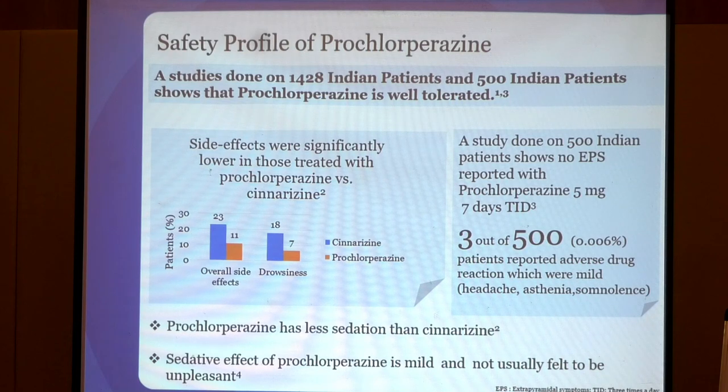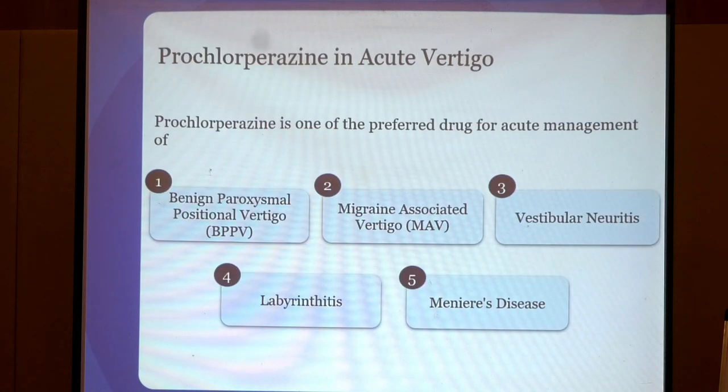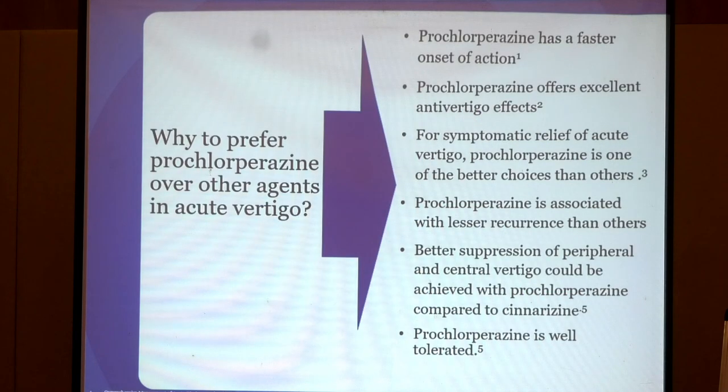Safety profile: we know that studies were done in 1428 Indian patients and 500 Indian patients, so that prochlorperazine is well tolerated. There are different papers we can quote. Now it is one of the preferred drugs for acute management, even in BPPV, migraine-associated vertigo, vestibular neuritis, labyrinthitis, or Meniere's disease in the acute phase. And then you can diagnose and do the larger management and long-term management.